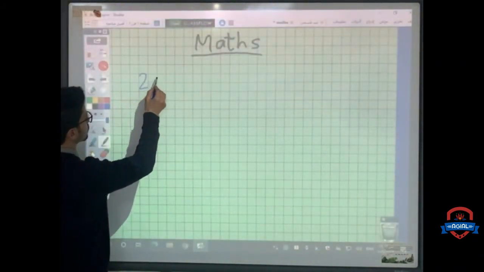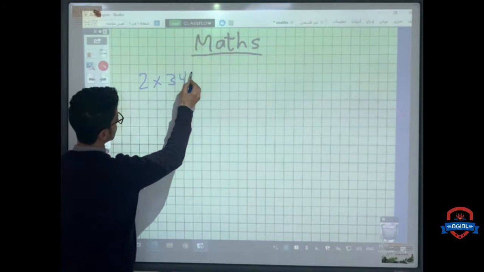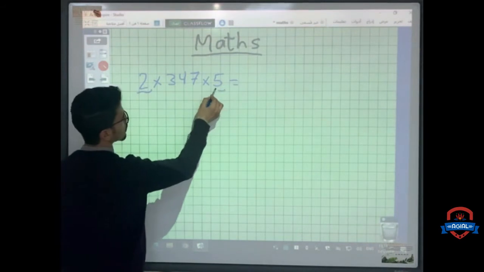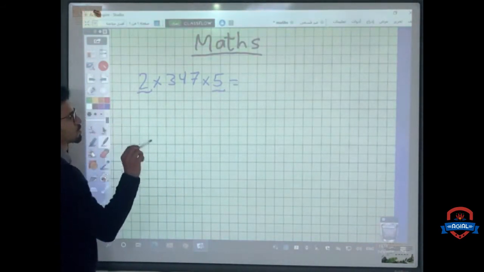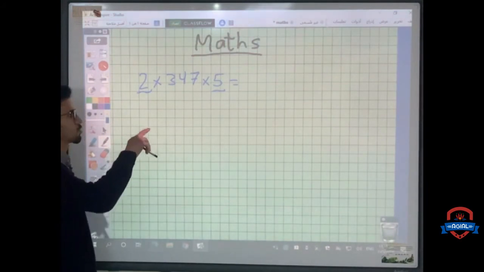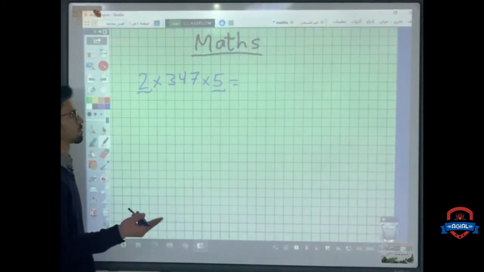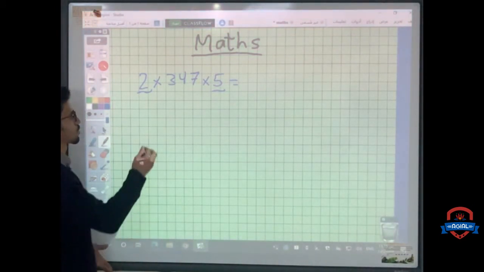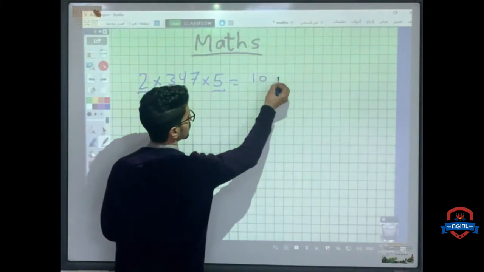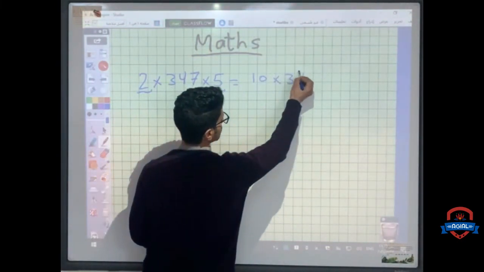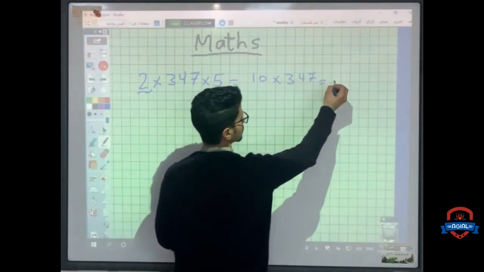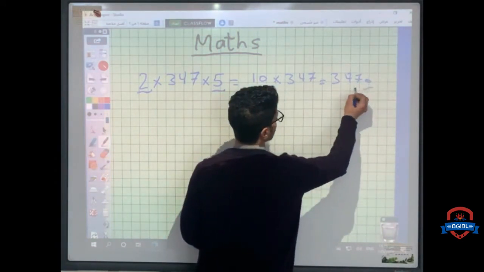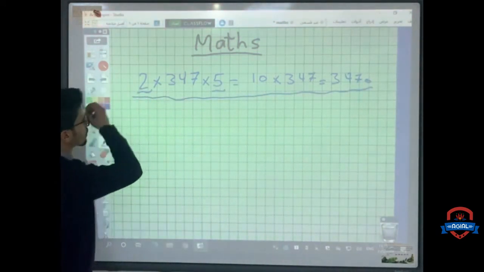5. So we have 2 times 347 times 5. So we can say 2 times 5. We can use the associative property to multiply 2 by 5, so we will be able to multiply by 10. And when we multiply by 10, we just add 0. So 2 times 5 equals 10. 10 times 347 equals 3,470. And that helps us to make the operation easier.